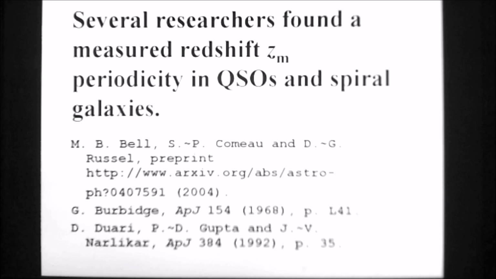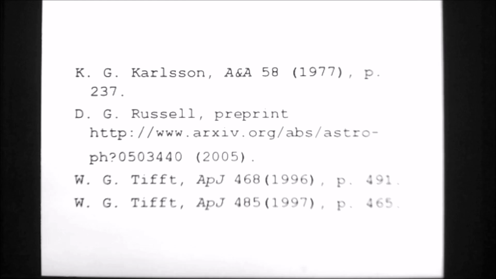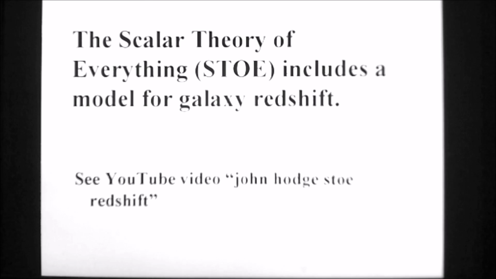Several researchers found a measured redshift periodicity in QSOs in spiral galaxies. Here are some, and more. The scalar theory of everything includes a model for galaxy redshift. You may visit the YouTube video John Hodge Stowe redshift.